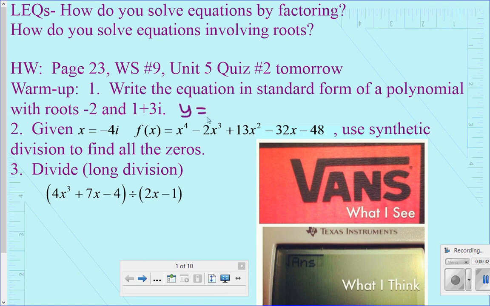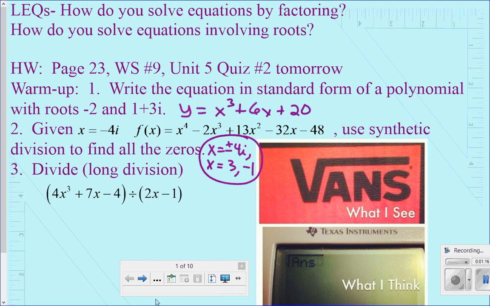Number 1, y equals x cubed plus 6x plus 20 will be your final answer after writing out all the factors and multiplying them out. Number 2, again, I'm just going to give you the answers. So x equals plus or minus 4i, and x equals 3 and negative 1. Those are just the solutions after you run through synthetic division twice with the negative 4i and the conjugate positive 4i. Then you'll get a quadratic, which is factorable, and you'll get x equals 3 and x equals negative 1.